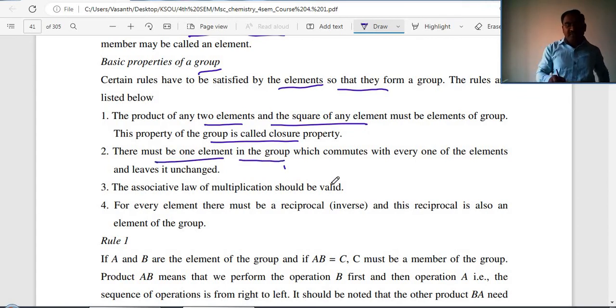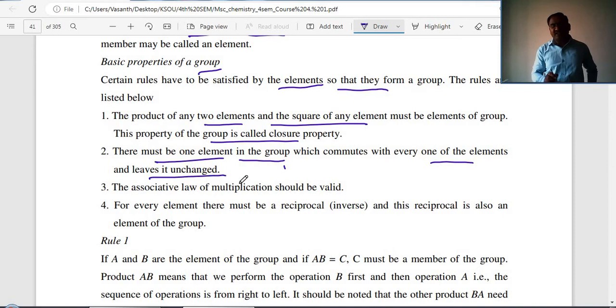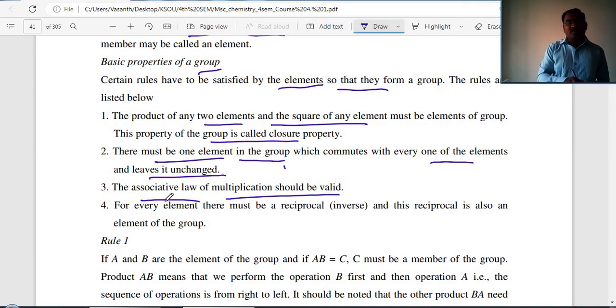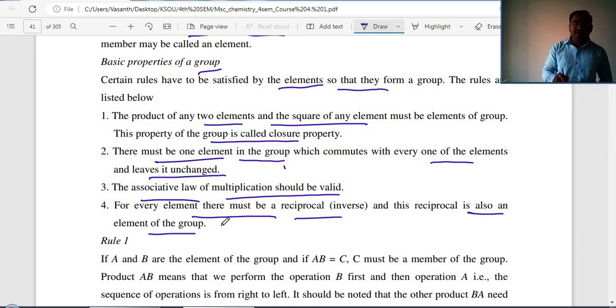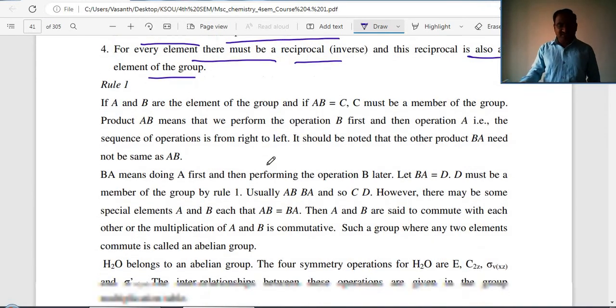There must be one element in the group which commutes with every element and leaves it unchanged. The associative law of multiplication should be valid. For every element, there must be a reciprocal, and this reciprocal is also an element of the group. Next, what are the rules behind that?